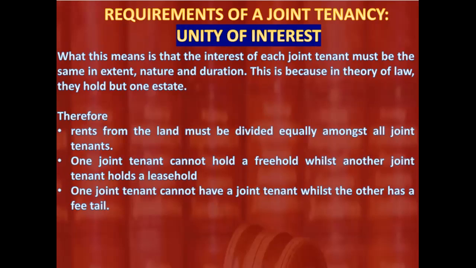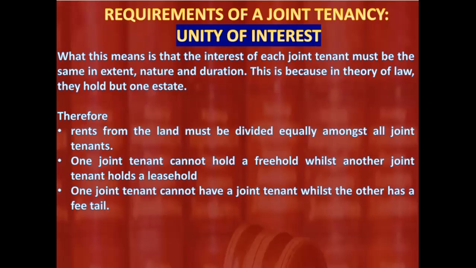Now, what this means is this. Although in theory of law, we have said already that each joint tenant owns the whole of the property, when rent accrues from the property that we own as joint tenants, one person cannot say that he is the one going to take the full amount of money. This is because as soon as the $100,000 falls into the account, remember, we have unity of interest, which means that the interest of each joint tenant is the same in extent, the same in nature, and the same in duration. So the very moment the $100,000 gets into the account, the proceeds must be shared equally among all the joint tenants, because we all have a unity of interests.